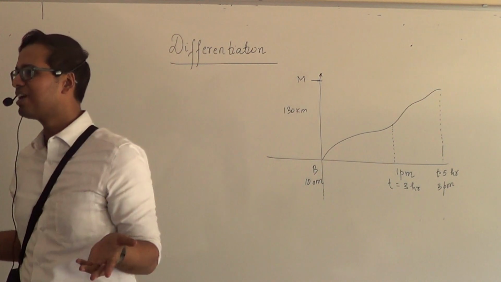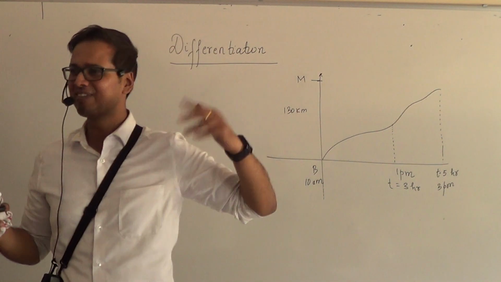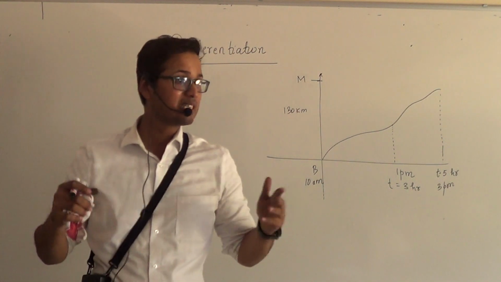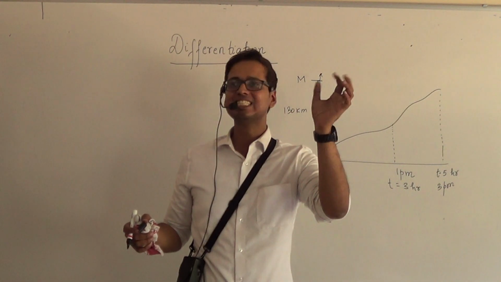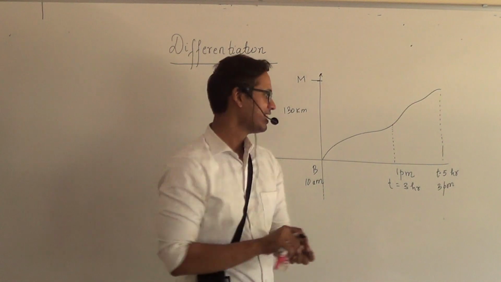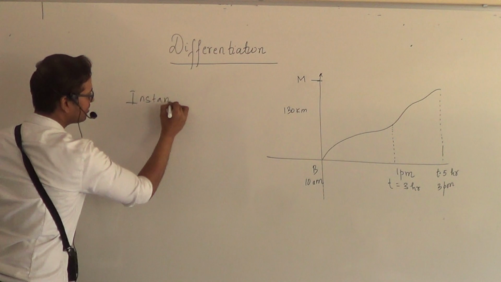We need to know how instantly things are changing around us, right? We cannot now rely on average changes. That data is too old. When we are young, okay, average changes chalta hai. But when things are moving fast, we need to keep a track of instantaneous changes. Are you getting the word? So I'm looking for what is my instantaneous velocity.